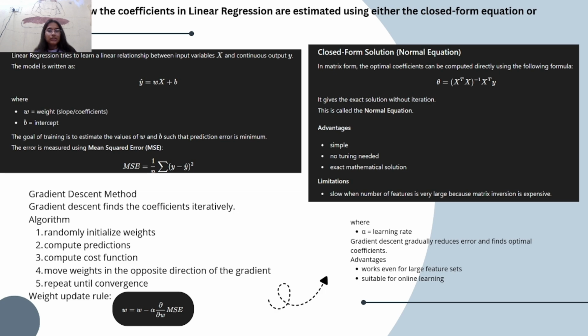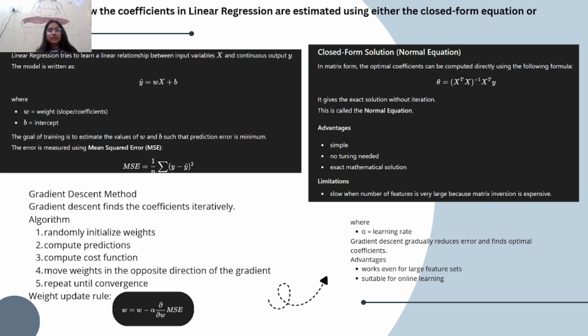Method 1 is the closed form, which is the normal equation. In matrix form, we can directly calculate the optimal weights using the formula written on the screen. It gives the exact solution without iteration, and that's why it's called the normal equation. The advantage here is no tuning, a direct mathematical solution. The disadvantage is that matrix inversion is slow if features are high.